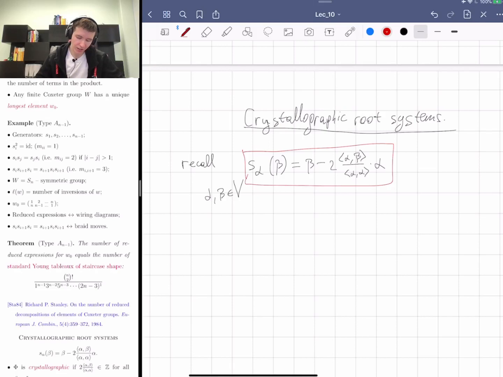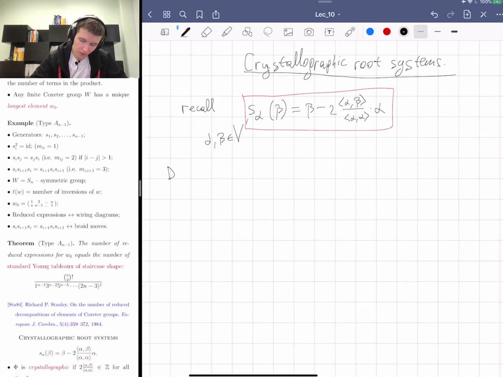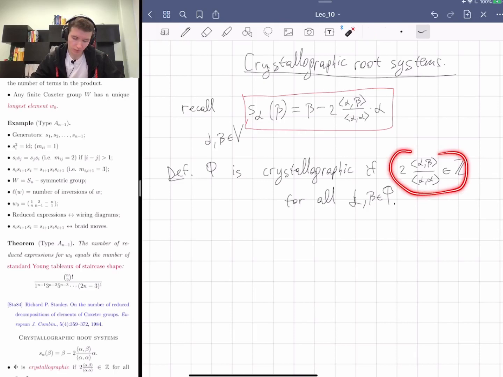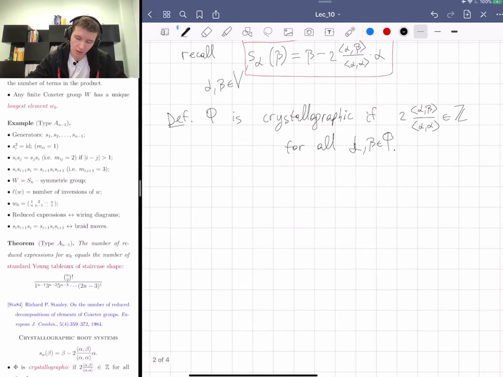And so now the condition, the definition: a root system is called crystallographic if this number here is an integer, twice alpha dot beta divided by alpha comma alpha is an integer, for all roots, for all pairs alpha and beta inside my root system. This condition sounds weird, but it's important. And so if phi is crystallographic, then W phi is called a Weyl group.